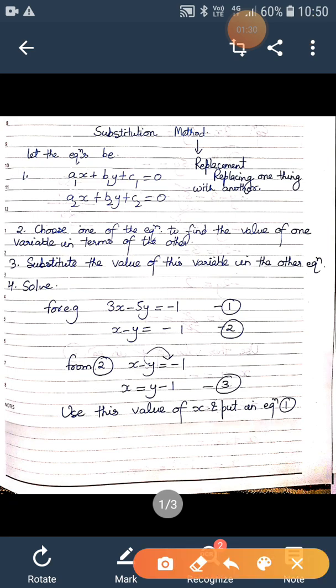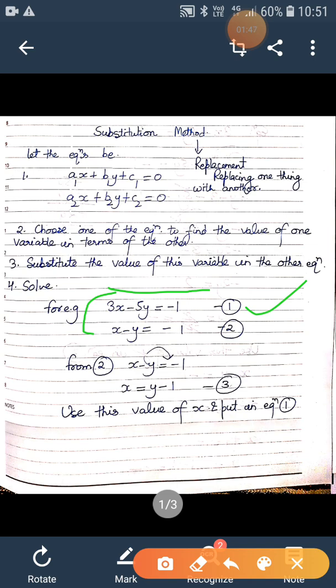It will be clear from one example. Let us take one example. We have this set of equations: 3x minus 5y equals minus 1 is our first equation, and x minus y equals minus 1. Now we are using the substitution method to solve this.